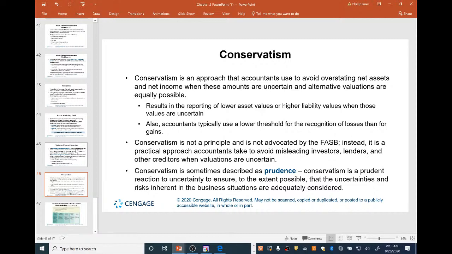Conservatism is sometimes described as prudence. Conservatism is prudent reaction to uncertainty to ensure, to the extent possible, that the uncertainties and risk inherent in the business situations are adequately considered. So pretty much all that's saying is they've just taken into effect all the little environmental forces coming at the company within making this estimate as to what should be noticed in the statements.